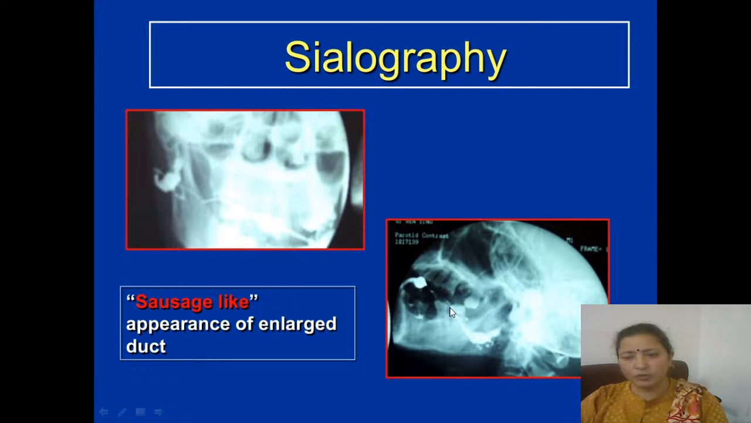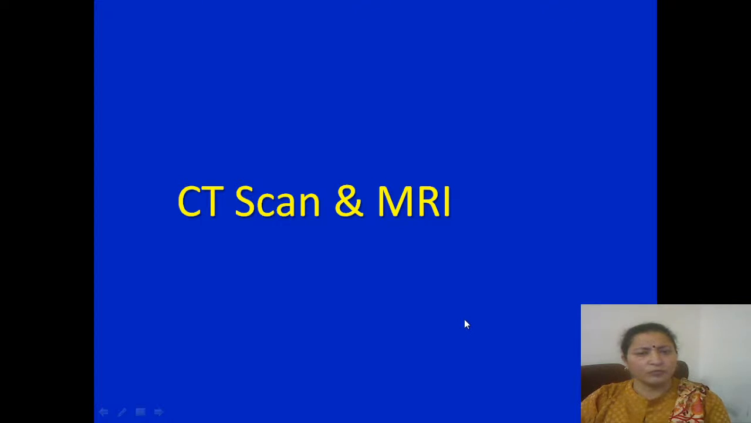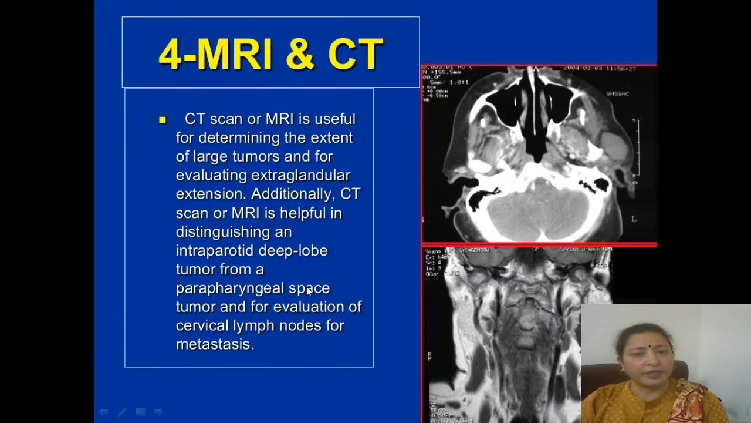This is how it looks. This is a condition where it was a dilated duct, and we have just seen that the normal duct may not be more than 4 millimeter, but here you can see it's much bigger than that. Then we have other modalities like CT scan and MRI. The indications are very specific. Every case will not have these investigations.